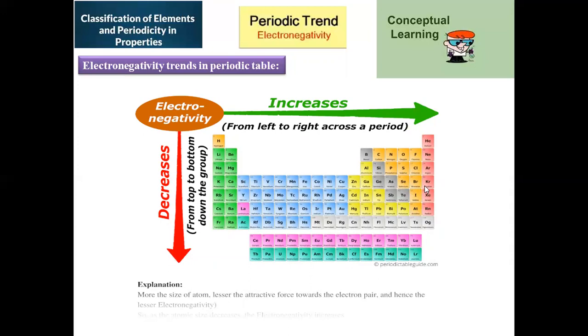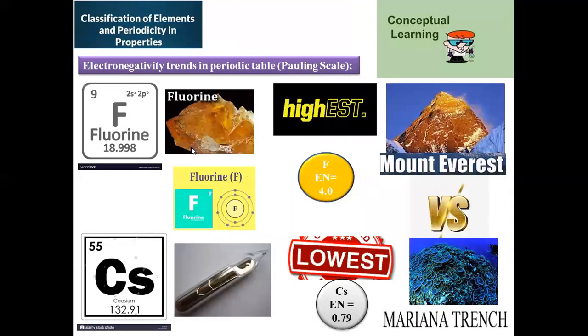If you go with any kind of group in this, each and every group and each and every period will obey these electronegativity trends. And there is a regularity in these properties. Now we are going to assign which is the highest electronegative element, which is the lowest electronegative element in the entire periodic table.